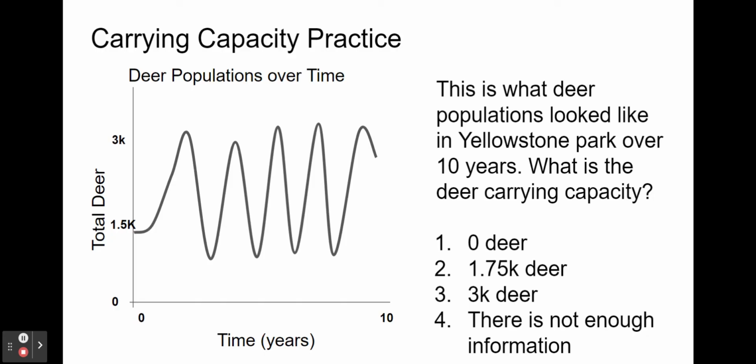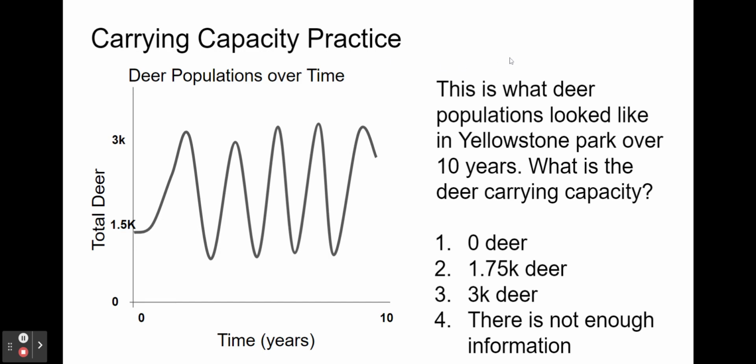So I don't see initial exponential growth here. I see a series of fluctuations, and each fluctuation actually shows me a little bit of exponential growth and then it crashes, a little bit of exponential growth, then it crashes. This is what deer populations looked like in Yellowstone Park over 10 years. What is the deer carrying capacity? 0 deer, 175,000 deer, 3,000 deer, or there's not enough information.